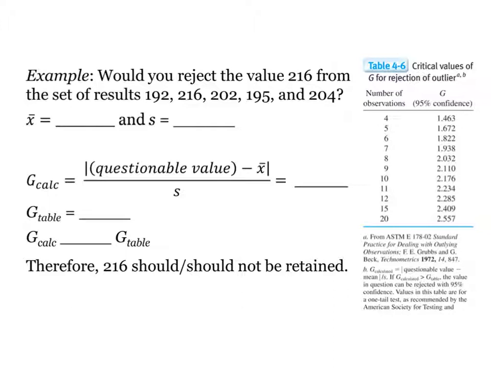Suppose that we have a set of 5 results where 216 is the suspected outlier. What is the average of this data set? Use the entire data set, including the suspect value, to calculate the mean. Feel free to do this using a graphing calculator or a spreadsheet, and be sure to retain an extra digit representing the uncertainty in the calculation.